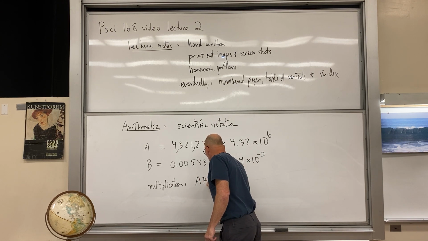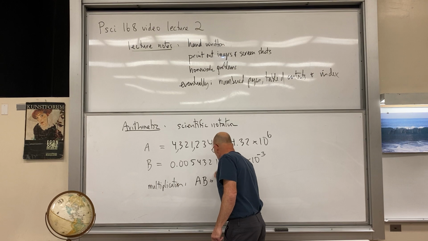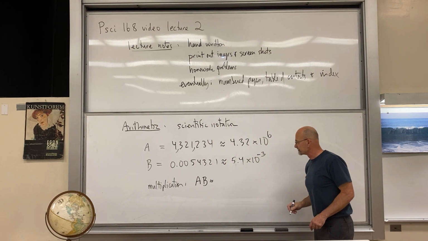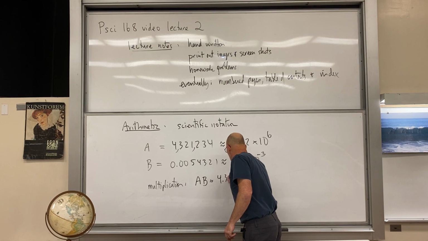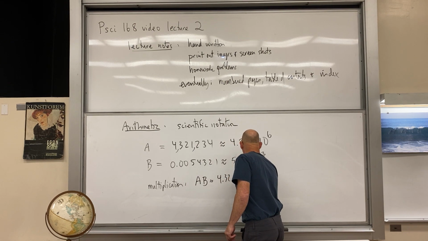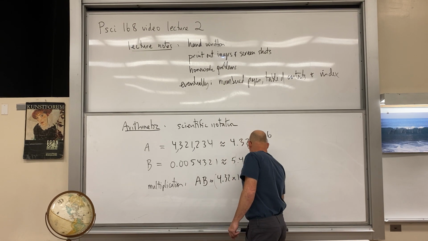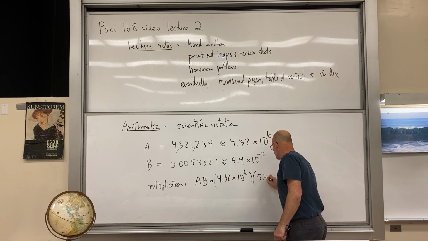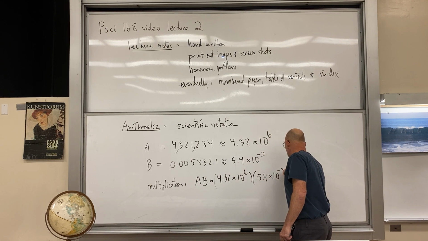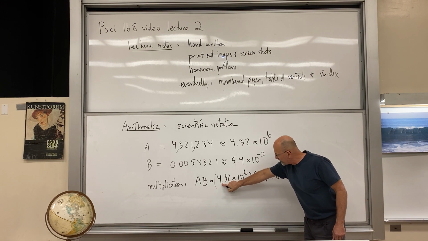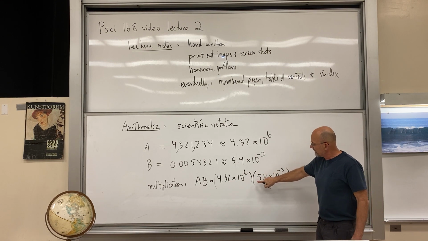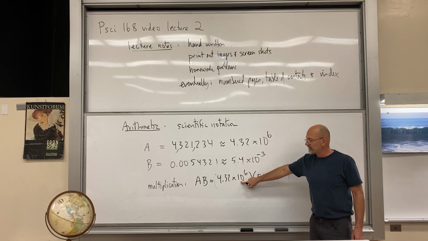A times B, I'm going to go straight to the approximation. It's 4.32 times 10 to the 6th times 5.4 times 10 to the minus 3. And what's the technique? It's just to multiply these two numbers together and then deal with the exponents.